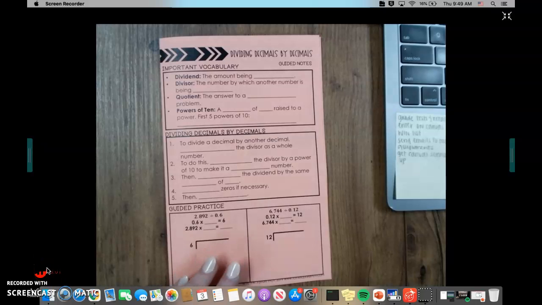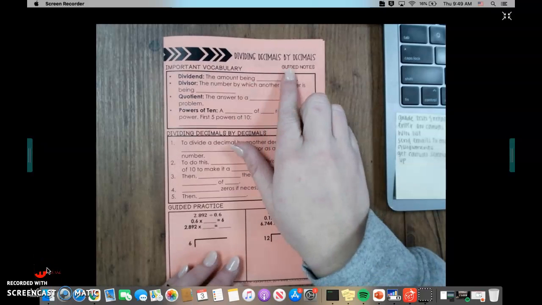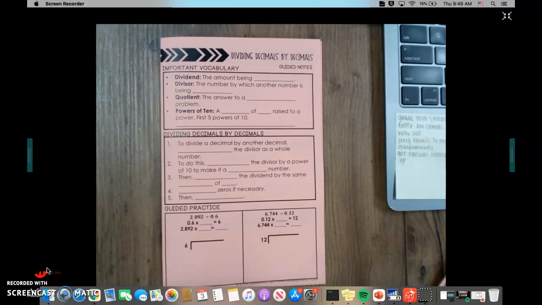All right, 6th grade, let's go ahead and talk about dividing decimals by decimals. The first thing we need to do is talk about some important vocab. These should be familiar to you, at least the first three. The one that might not be too familiar is the powers of 10, but we're going to talk about that and how that comes into play today.